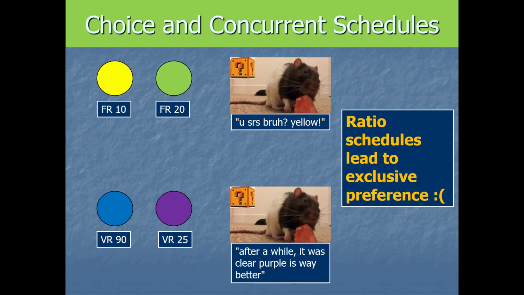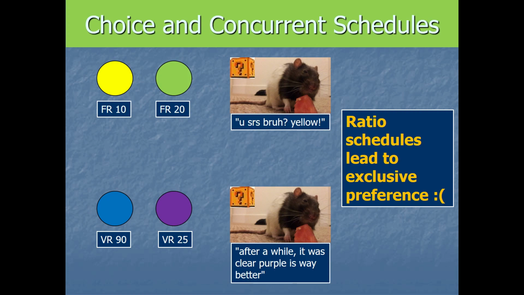Basically, if we study a simple choice situation like this where we're just comparing ratio schedules, whether FR or VR, one is clearly going to be better. Ratio schedules basically always lead to exclusive preference for the better schedule. Like if you're offered the exact same job at some place that's identical in all other ways, every variable is identical, but one of them just pays a higher rate of pay, right? A higher wage.